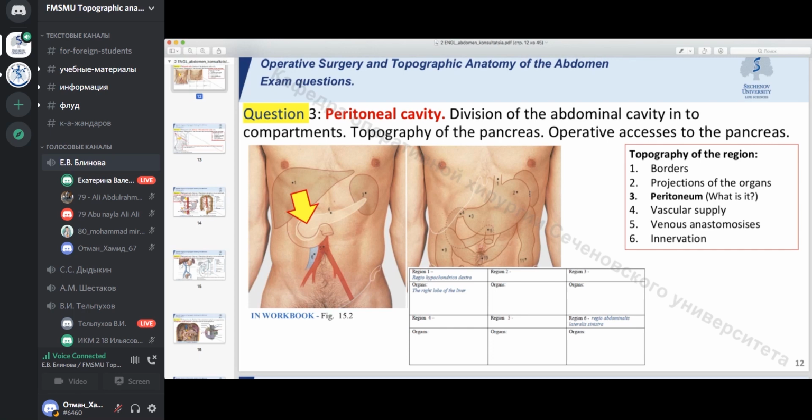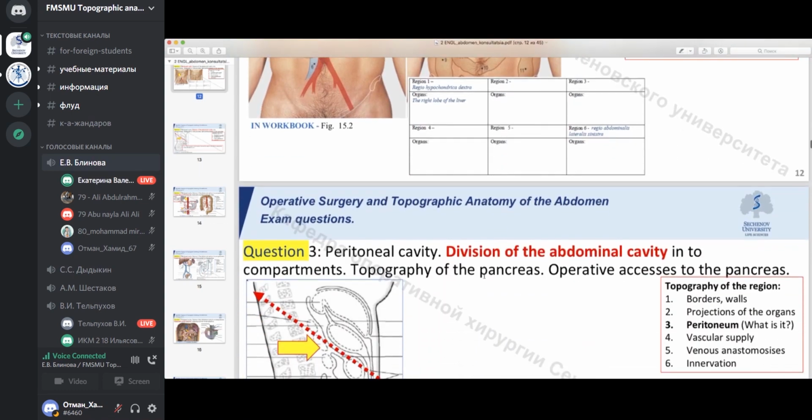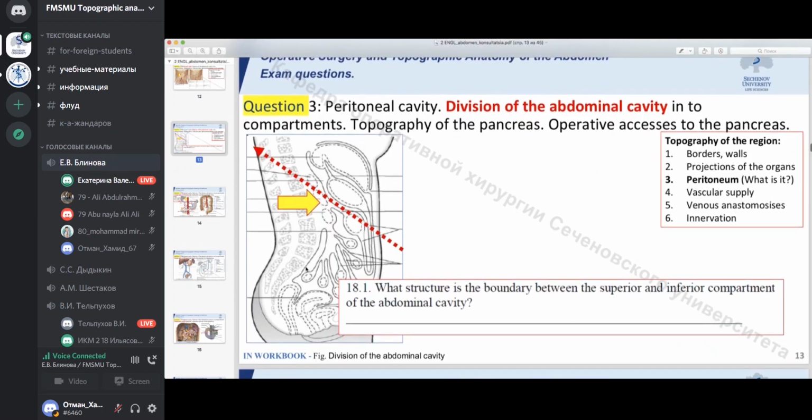The pancreas is supplied by the pancreaticoduodenal arteries. The superior pancreaticoduodenal artery is a branch of the gastroduodenal artery, and the inferior pancreaticoduodenal artery is a branch of the superior mesenteric artery. The pancreas is covered by the peritoneum on only one side. It means the surgical access to the pancreas is very difficult.